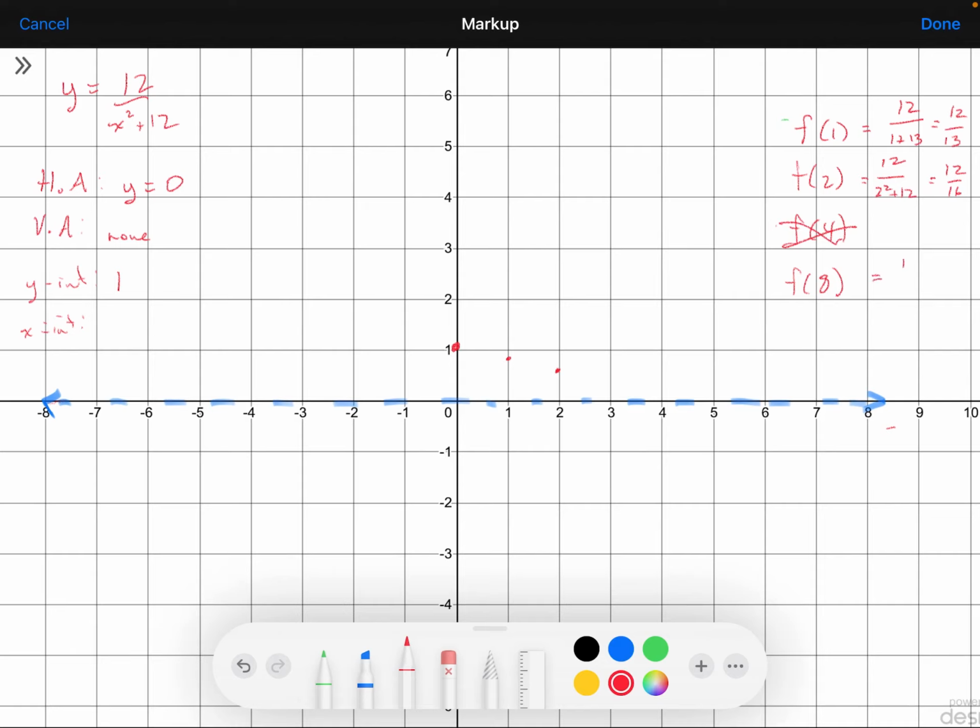The f of 8, though, might be a little bit interesting. I'm just kidding, it won't be. But it's going to be 12 over 8 squared plus 12. I'm just estimating this now. So 8 squared is 64, plus 12, that's 76. Now, this number really doesn't mean that much other than it's pretty close to 0 and positive. And it has to follow asymptotic behavior.